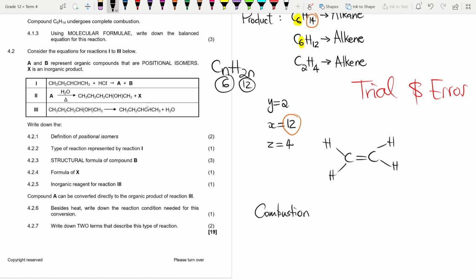Let's see if maybe you guys remember. What is the other reactant for combustion? Oxygen. Yeah, it should always be oxygen. Anytime they say combustion, you know the other reactant is oxygen. It's whatever you are combusting plus oxygen.